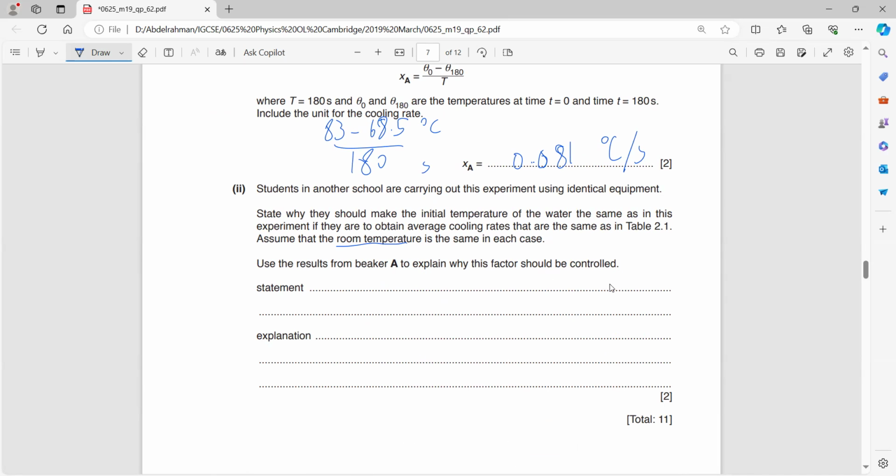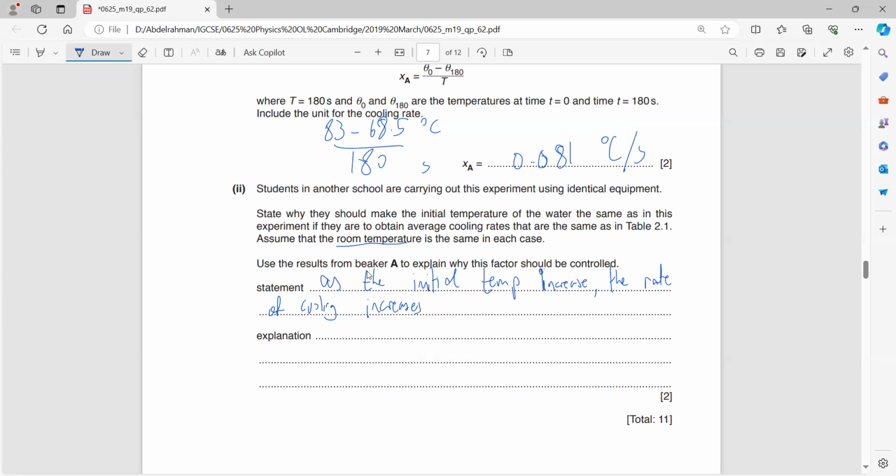Use statements from beaker A to explain why this factor should be controlled. Statement: as the initial temperature increases, the rate of cooling increases.